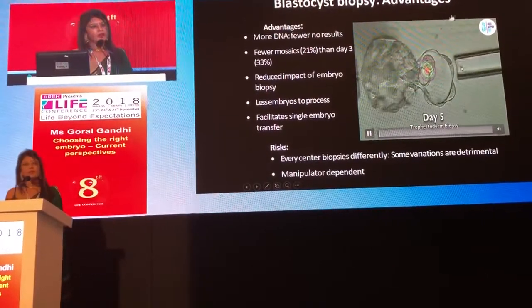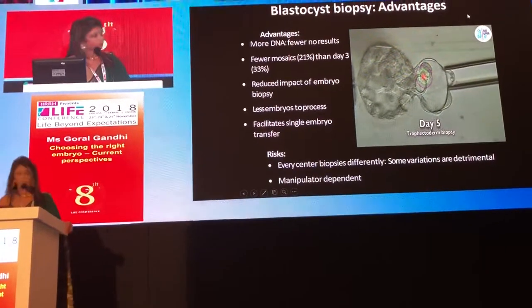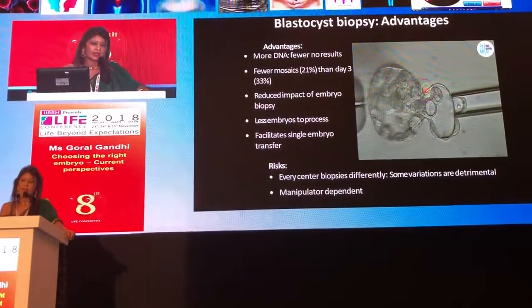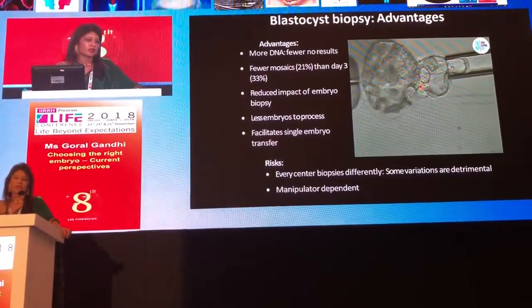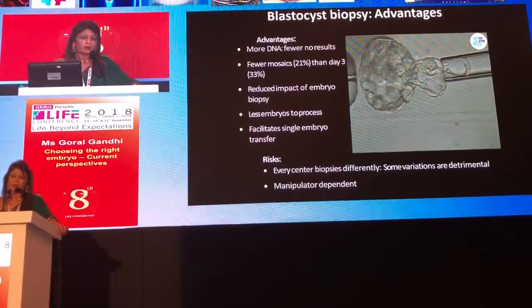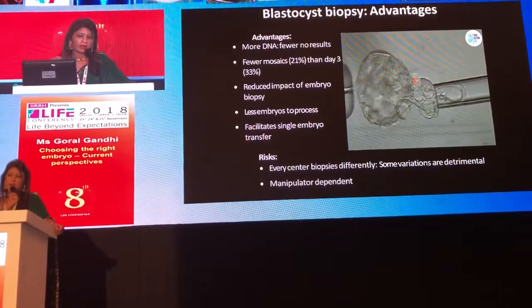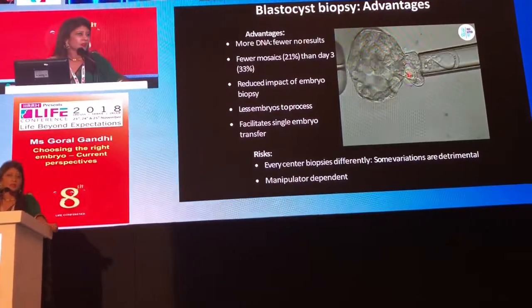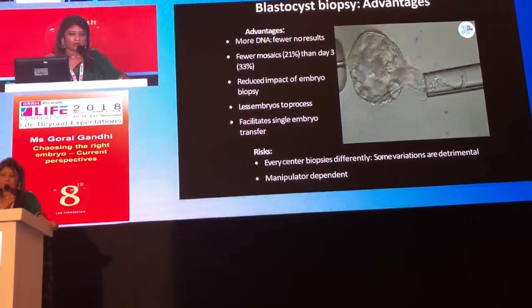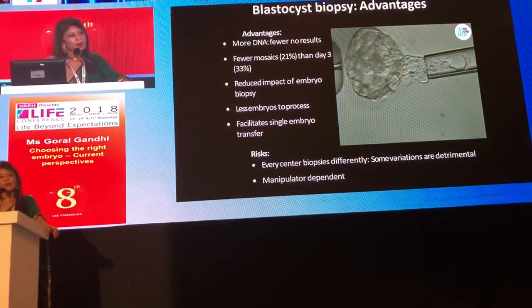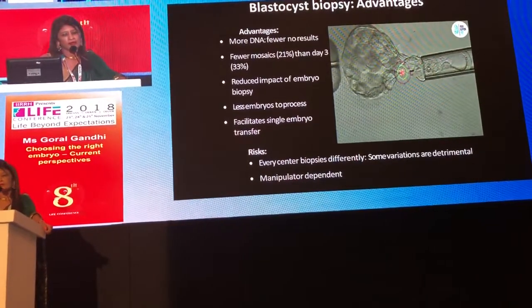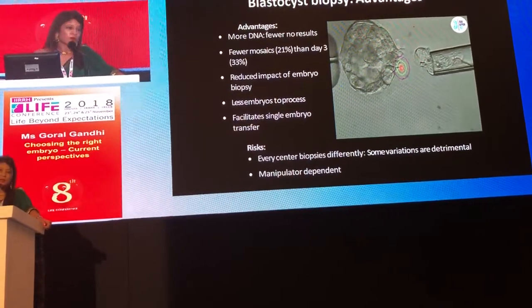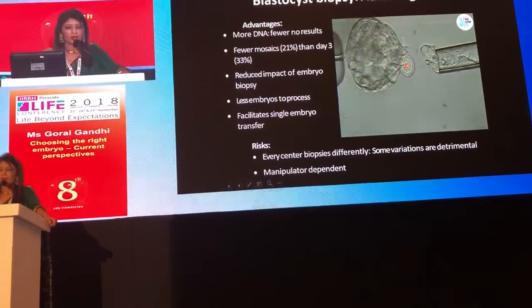For trophectoderm biopsy, we can take out about 4 to 5 cells from the trophectoderm, so we have more DNA material available for analysis. So there are fewer cases of no results. Then there are fewer mosaics on day 5, about 21% compared to day 3, where we have almost 33% embryos that come as mosaic embryos. There is reduced impact of the biopsy procedure on day 5. Another important thing for embryologists is that there are fewer embryos to process on day 5 than day 3.